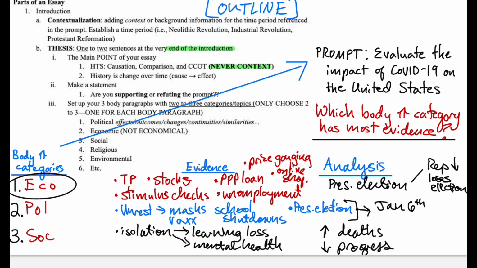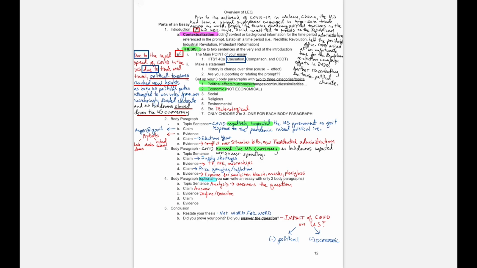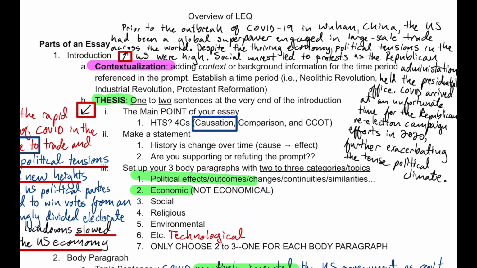I wanted to go through the basic parts of the essay as it related to our prompt of the effects of COVID on the United States. So the first thing that we're going to do in writing our essay is an intro paragraph, and the intro paragraph is going to have a context point and a thesis point. So here I have an example of some context, and I'm going to highlight the parts of the context that includes specific factual information that doesn't answer the question, it doesn't answer the prompt of effects on the United States, but it does give us some context or background information on the topic.